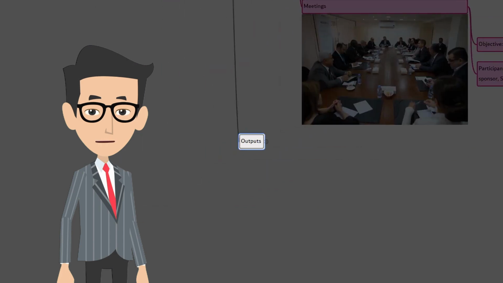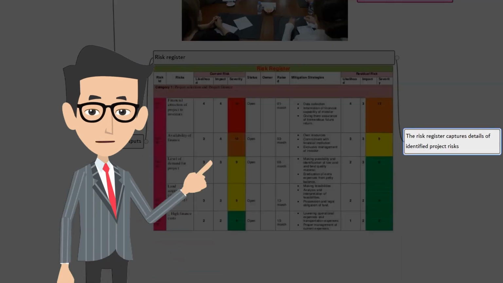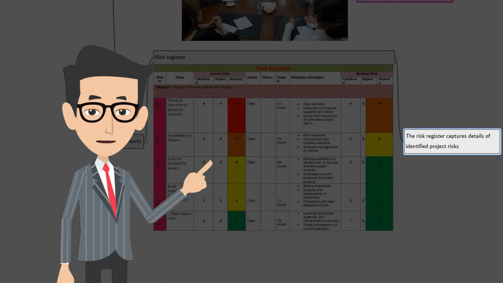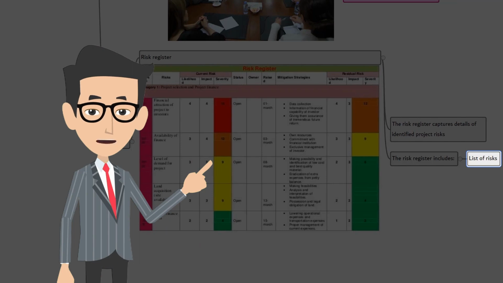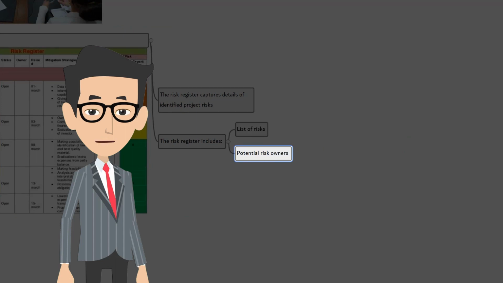Let's look at the outputs. First, risk register. The risk register captures details of identified project risk. The risk register may contain limited or extensive risk information depending on the project. The risk register may include list of risks stated as clearly as possible. Typically, they follow cause, risk, effect format. A potential risk owner is identified and recorded in risk register.